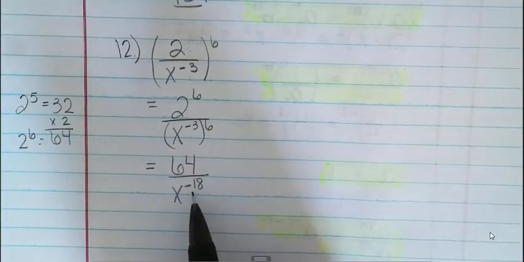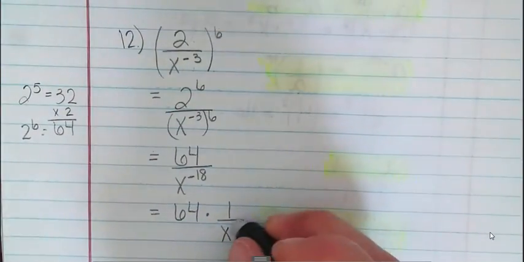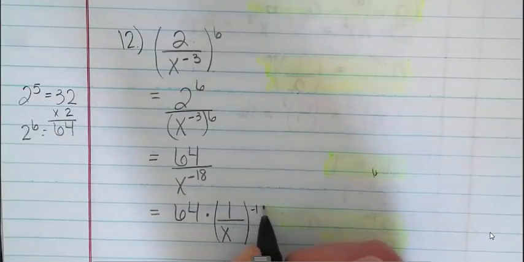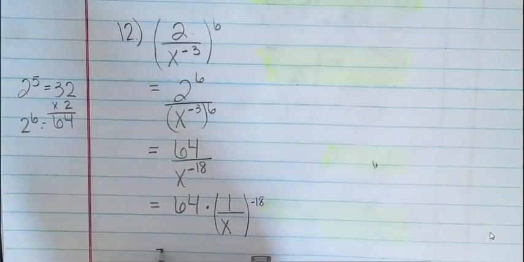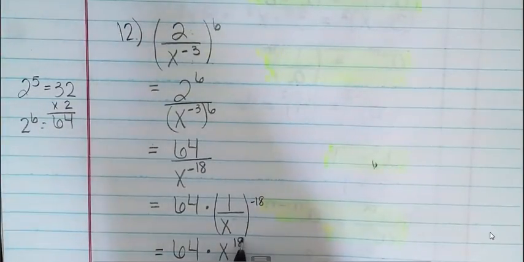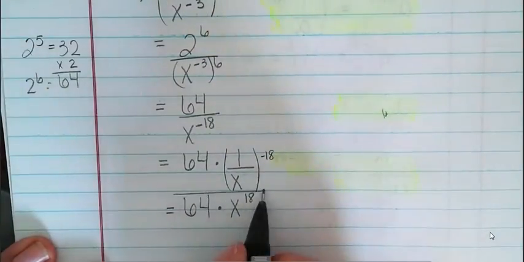Well, again, you need to remember this whole thing's not being raised to the negative. Only the denominator is. So really I can think of this as 64 times 1 over x to the negative 18, or the whole thing 1 over x to this negative 18 power. So now I'm really just flipping 1 over x. So this becomes 64 times x to the 18th power. Let me circle my answers.